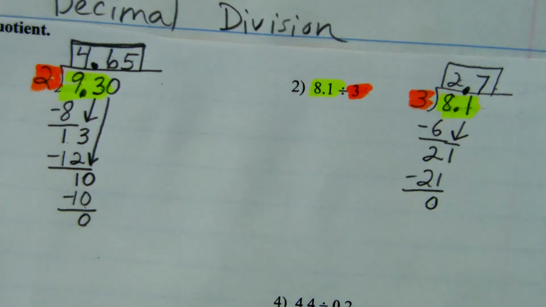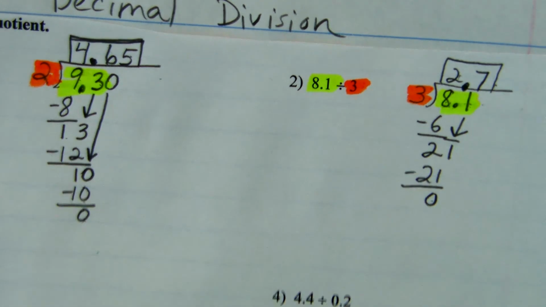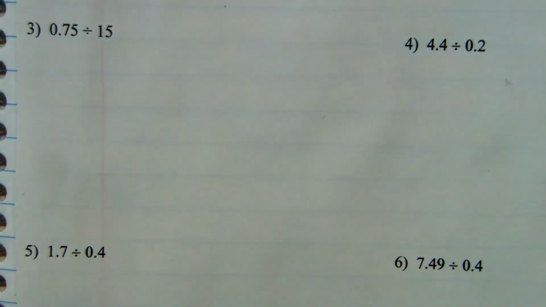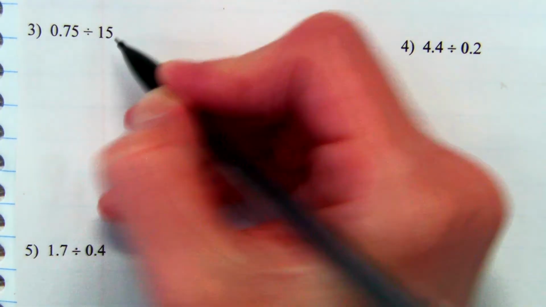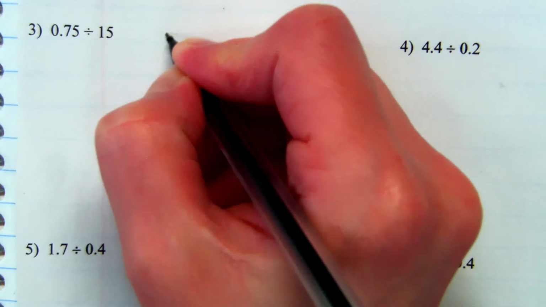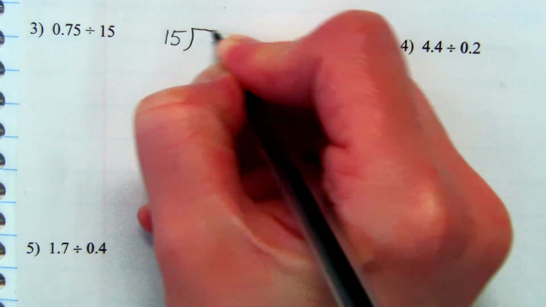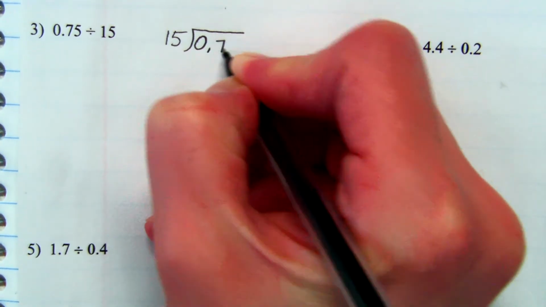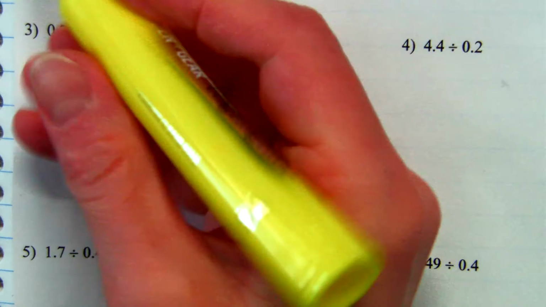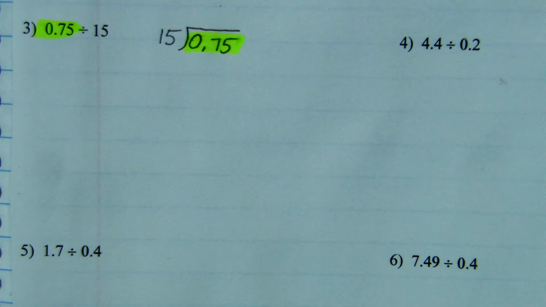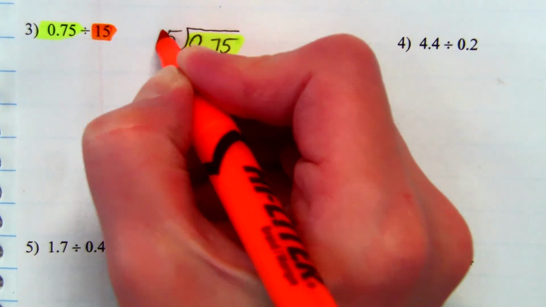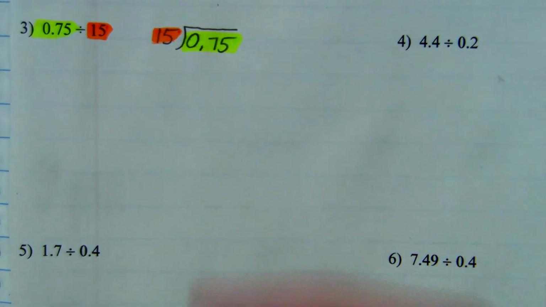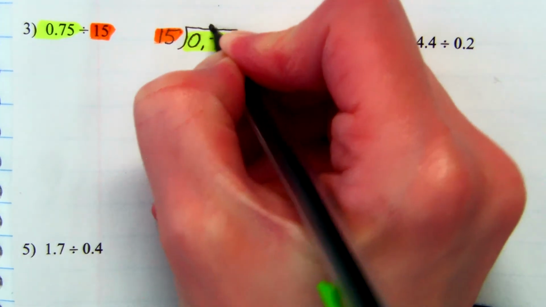Okay, so let's go down to number 3. So I'm going to color, actually I'll write it and then I'll color code it. So when I have 0.75 divided by 15, this is going to look weird because 15 is the bigger number, but it's going to go on the outside. Because whatever number comes up first in our division problem goes inside the little division box, and the 15 goes on the outside. And then before I start, I'm going to put a decimal point here.